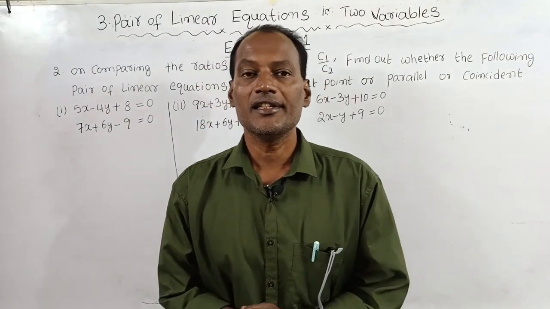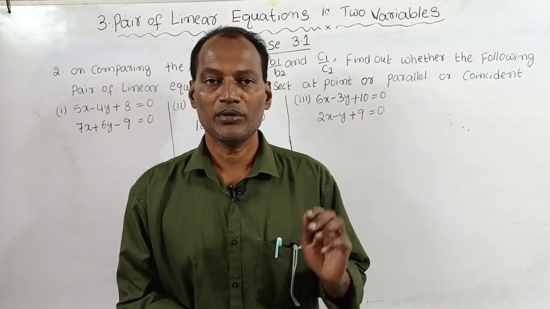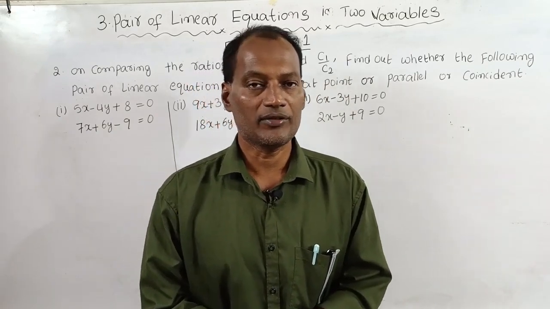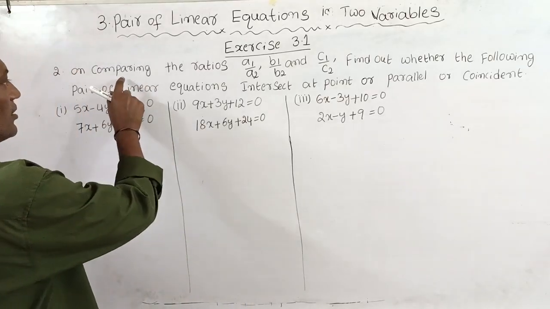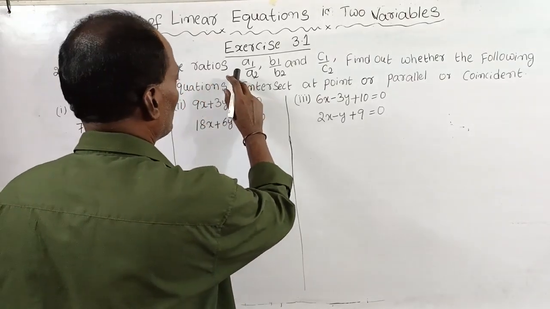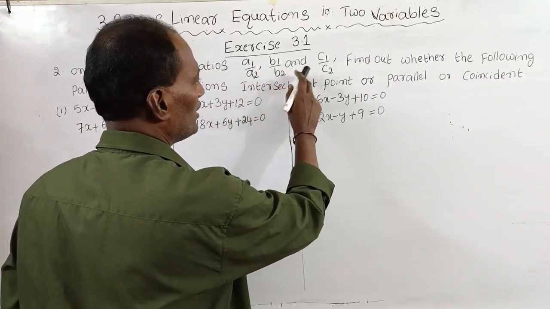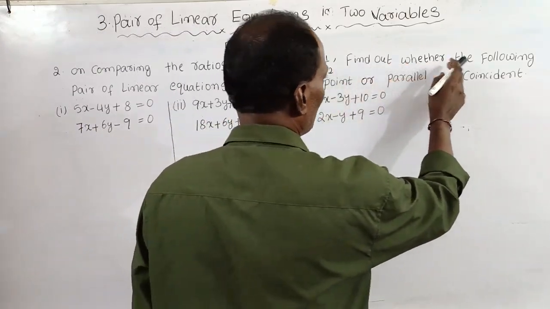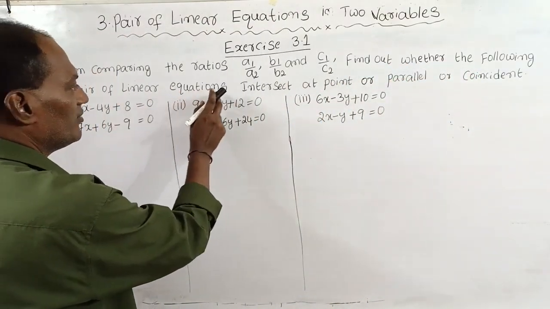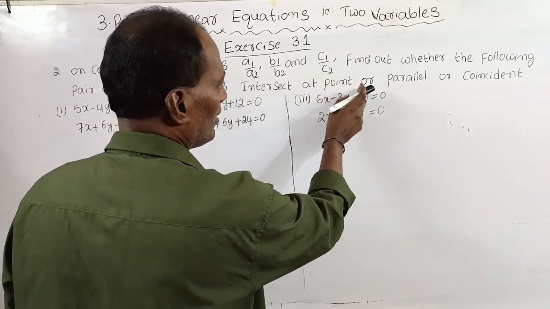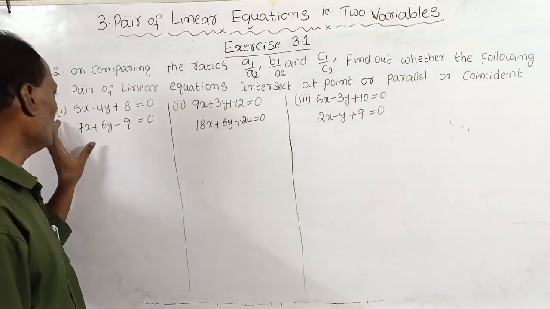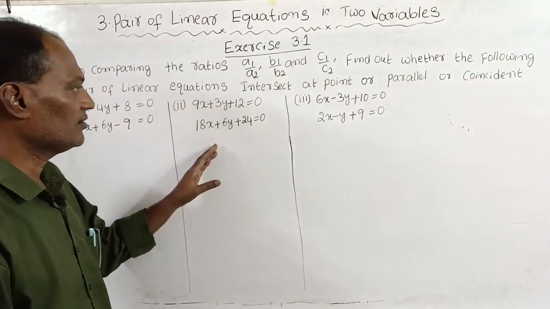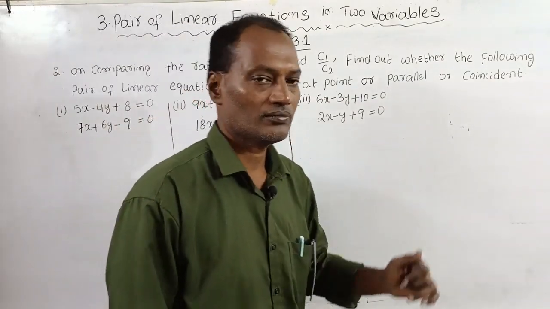Hi students, in this video we are going to solve question number 2 of exercise 3.1. First we go directly to the question on comparing the ratios a1 by a2, b1 by b2 and c1 by c2. Find out whether the following pair of linear equations intersect at a point, or are parallel, or coincident. This is the first question, the second question, the third question.